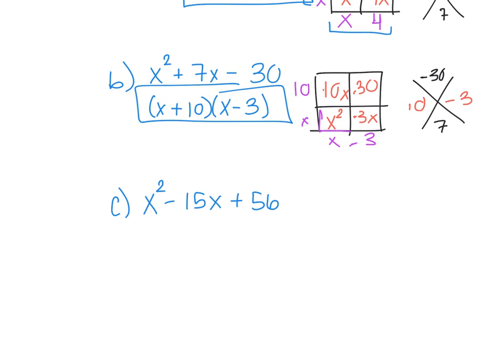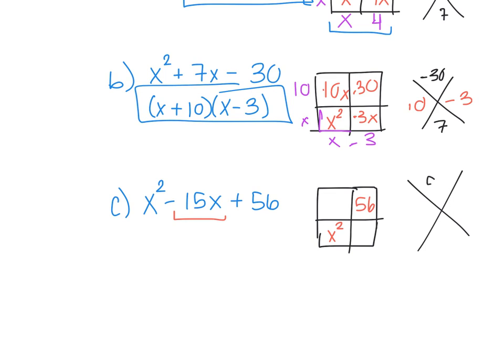I'm gonna start by drawing my area model again. If you do not rely on area models, you don't have to do it, but you do need to be prepared to show some sort of work if I'm asking for work on a problem like this. So I got my x squared here and my 56 here. So my two numbers that I'm gonna split up the negative 15x between these two boxes. So I'm looking for two numbers that multiply to positive 56 and add to negative 15.